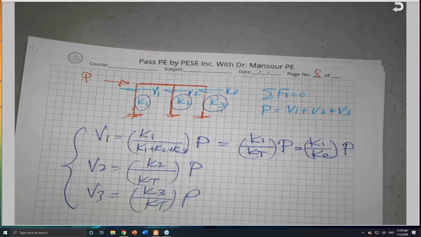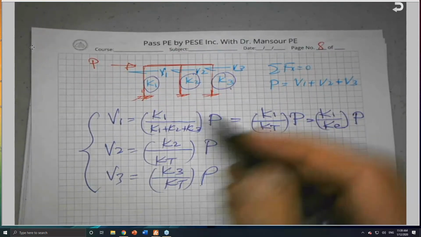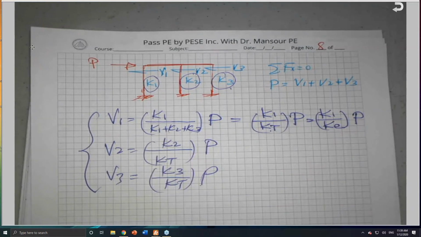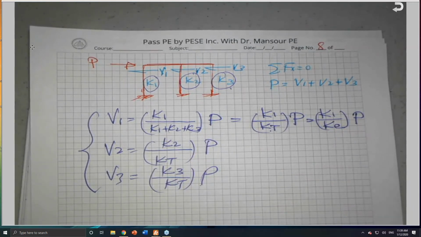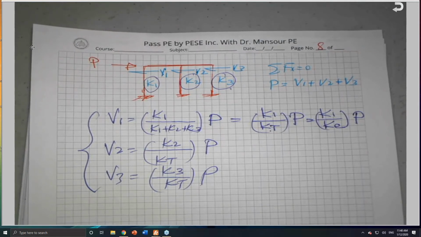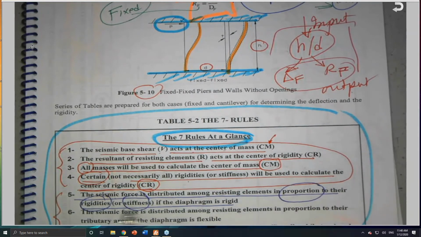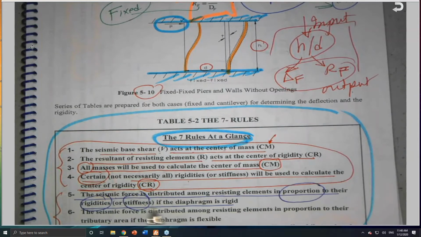Can you repeat the question one more time, just to make sure that you are talking about these equations? Yes. Okay. You are asking where they are coming from? Yes. Okay. Coming from the rule. Rule number 5 on page 163. Let's look at rule number 5. This is from the seismic code. The seismic force is distributed among resisting elements in proportion to their rigidities or stiffness if the diaphragm is rigid.